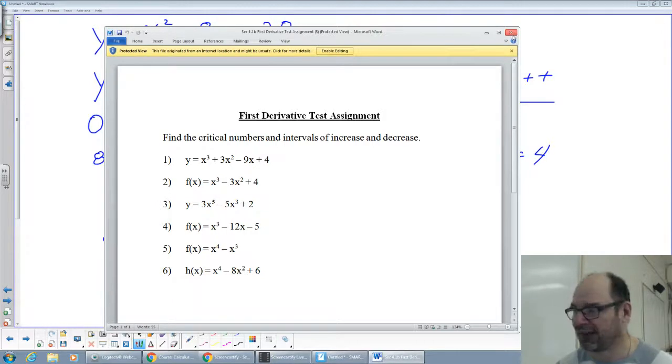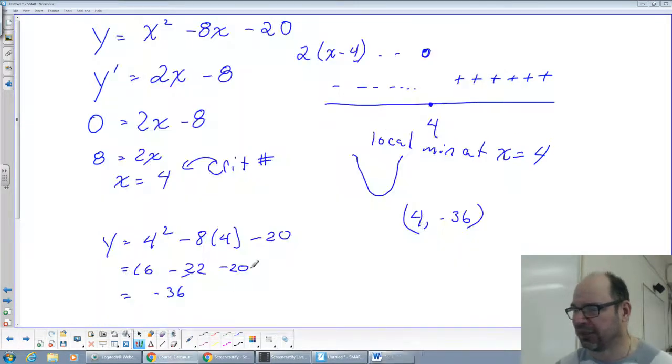So that's it for today. Work on those practice questions. Next day, we'll be looking at the second derivative test, which gives us concavity.